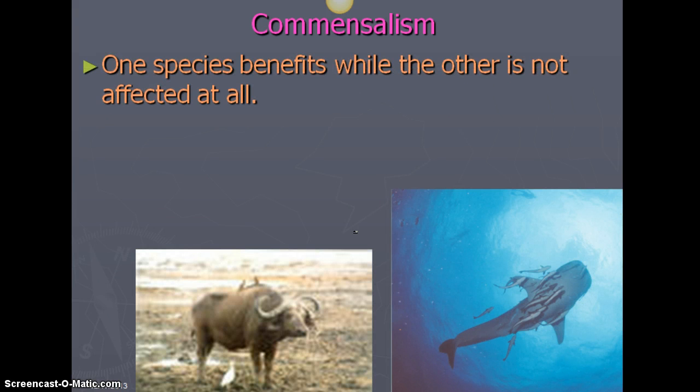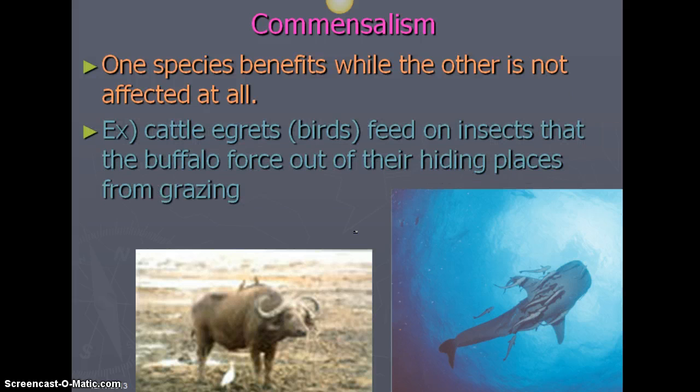And then commensalism is when one species benefits while the other is not affected at all. So there's a couple examples, sharks and remora fish, or the cattle egrets, the birds, they feed on insects that the buffalo force out of their hiding places from grazing. So the birds are benefiting, but the buffalo really aren't getting anything from that. Probably annoyed by all the birds around them. The sharks and the remoras, kind of the same thing. The remora fish gain a couple things. Sometimes they'll get the extra food that kind of comes out of the shark's mouth, but they also get protection.